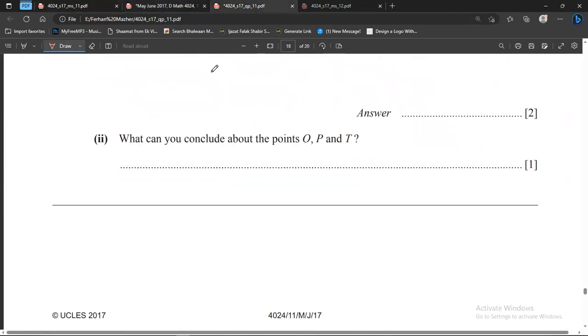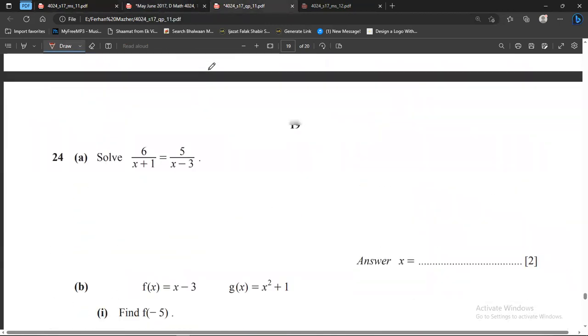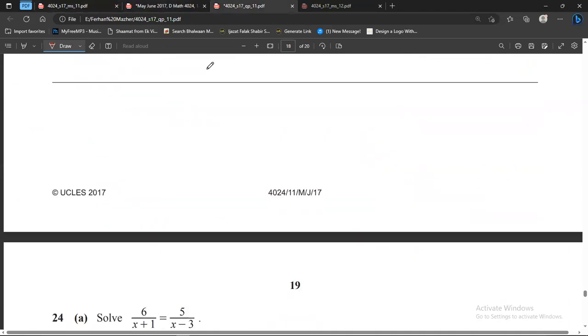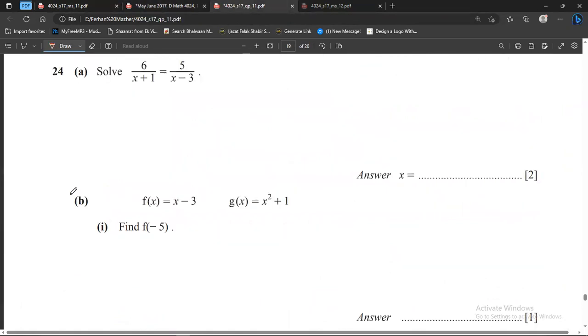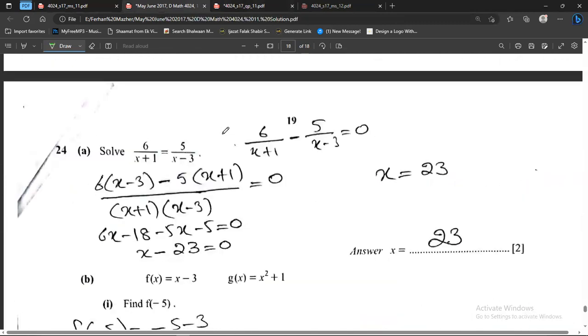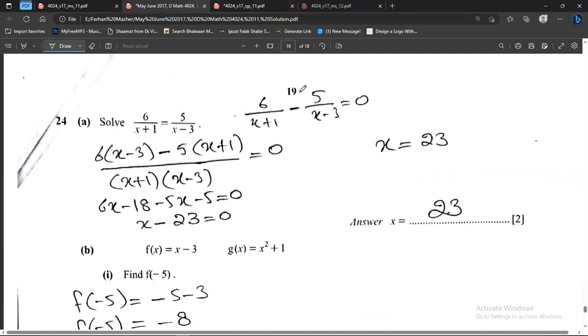Okay, so then we have question number 24. Here we have A part. He says 6 by x plus 1 equals 5 by x minus 3. So you can cross multiply directly, or I took this fraction to the other side.